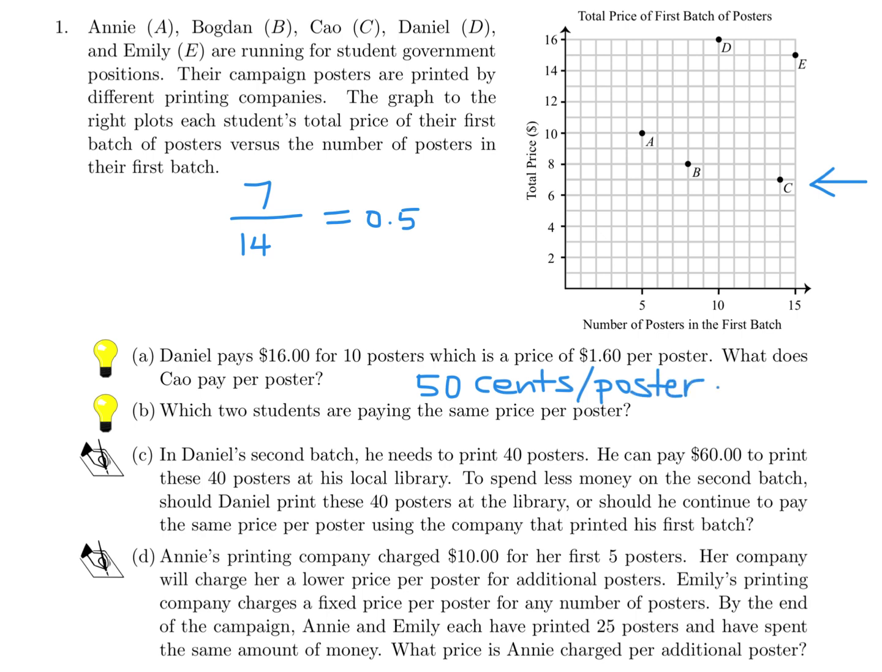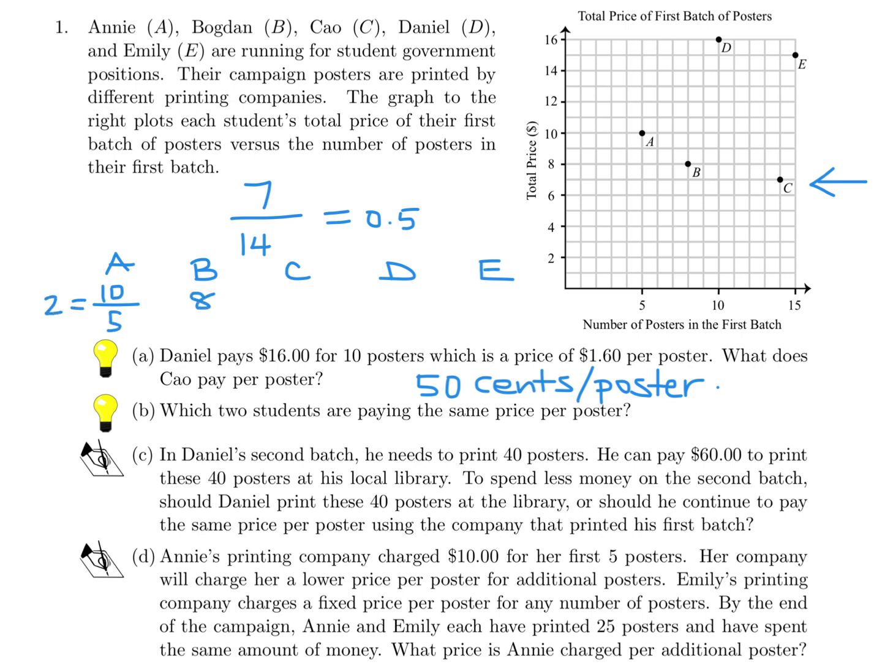Which two students are paying the same price per poster? Okay, I guess we have to do it for all of them. A, B, C, D, and E, and then we figure out which two are the same. So looking at the graph, you guys can do that. 10 over 2, that's 5. Is that 5? No, sorry, 10 over 5. It's a very expensive poster if it was the other way. So $2.